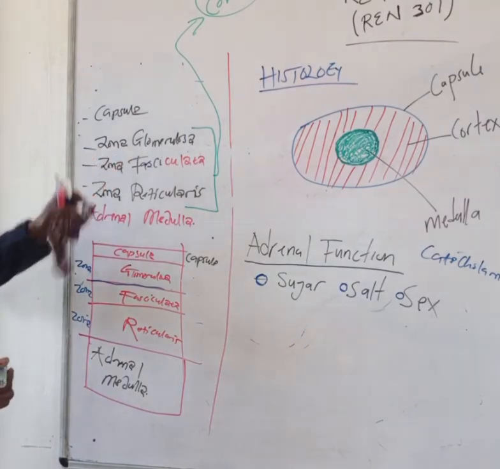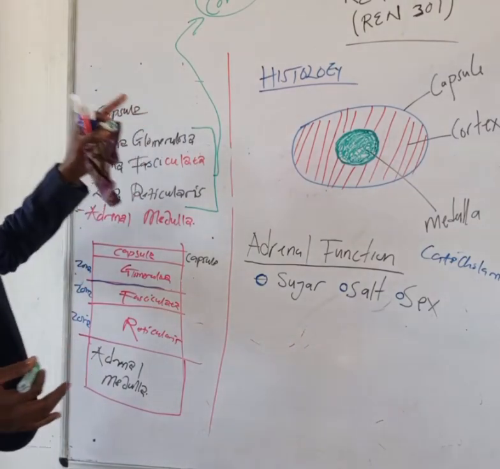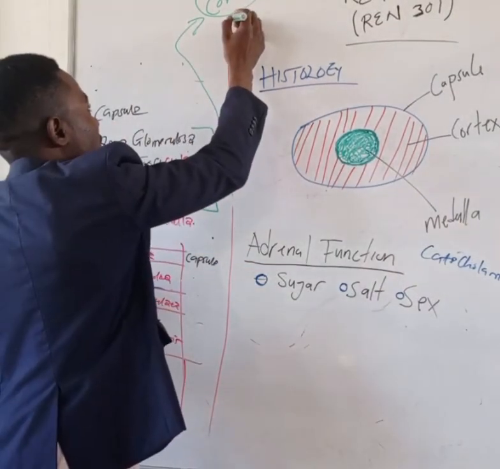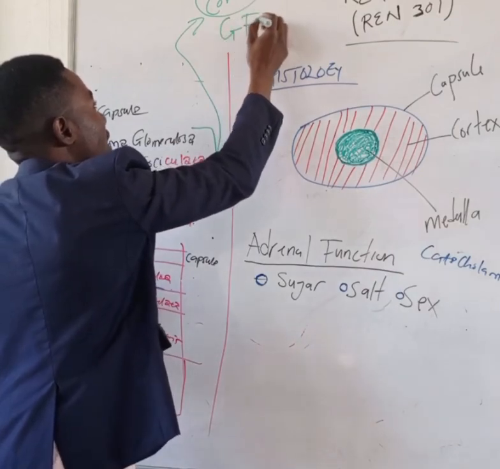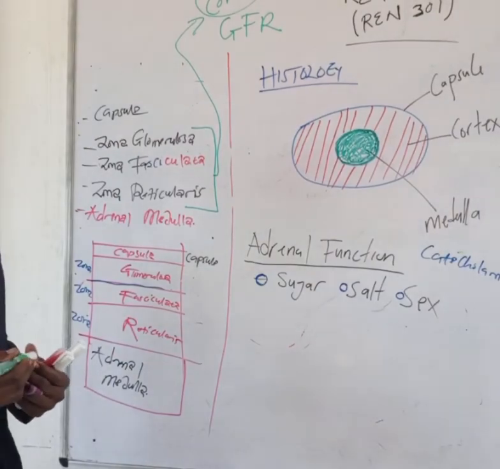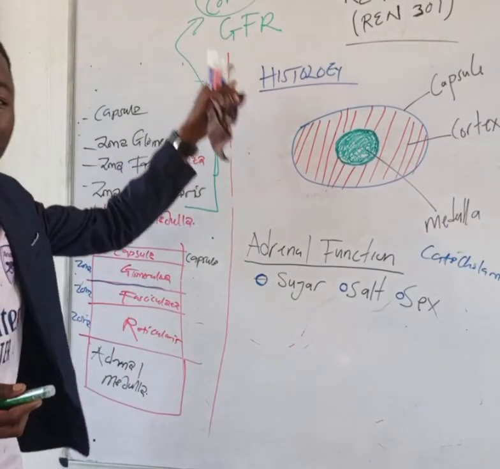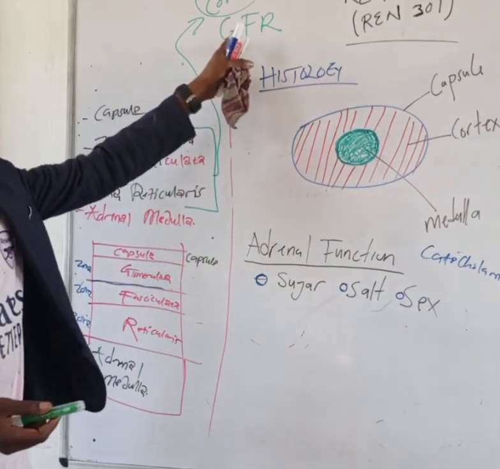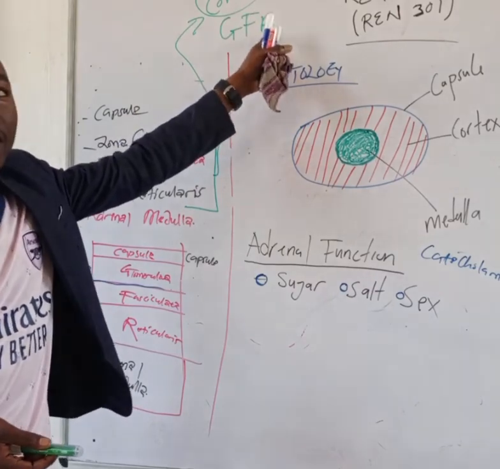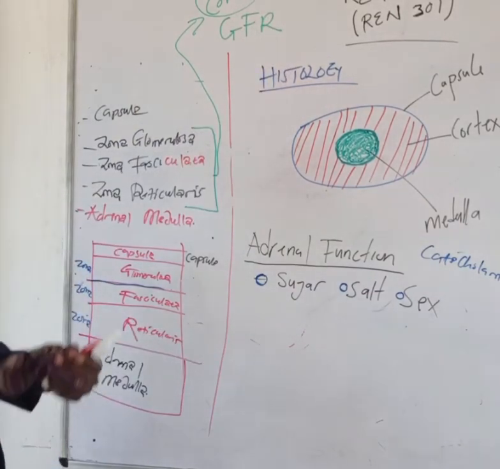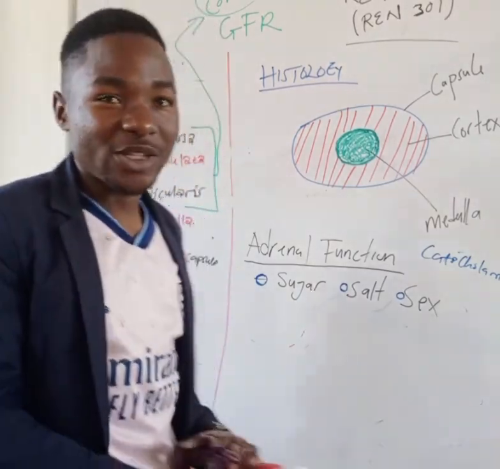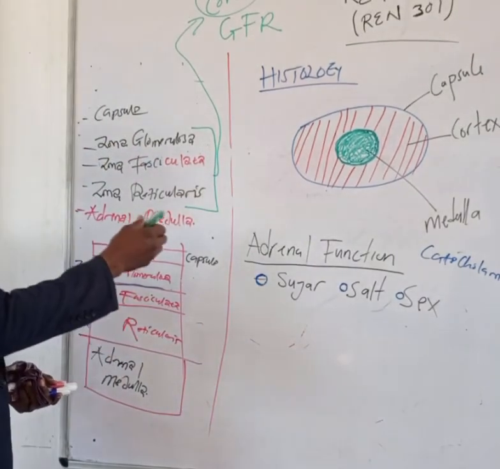There is a mnemonic to help you remember this, from the outside going inside. You remember it using the mnemonic code GFR. Your GFR is also known as glomerular filtration rate. So we shall use GFR to remember the layers of the cortex: zona glomerulosa, zona fasciculata, and zona reticularis. These are the layers of the cortex, and that's how we remember them, using the mnemonic code GFR, glomerular filtration rate.